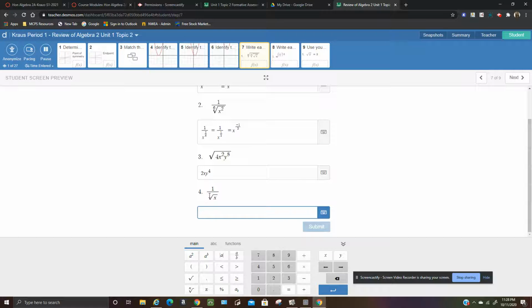And the last one here, 1 over x to the 1/7, which is the same as x exponent -1 over 7. So either of these answers here, I would accept.